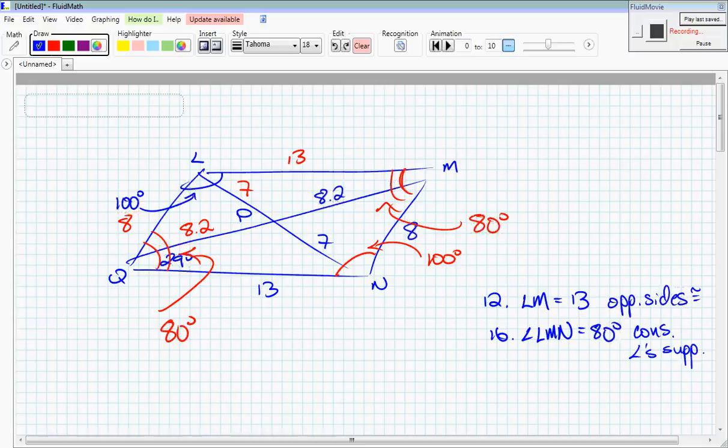Again, you could also use opposite angles, assuming that you had found this information first. But either one is okay as long as you understand why. And that's how you answer questions 12 and 16 from tonight's geometry homework.